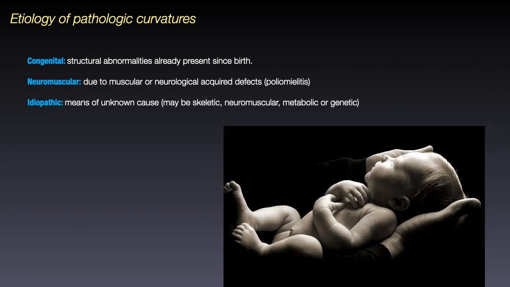Okay, etiology in pathology means the cause. And in the case of pathologic curvatures, the cause can be congenital, meaning that it was present at birth, or it can be neuromuscular, when there are acquired muscular or neurological problems. This caused that deviation. Also, we have idiopathic, which means that the cause is unknown. Okay, learn these medical terms because you will need them from now on and until the end of your studies.